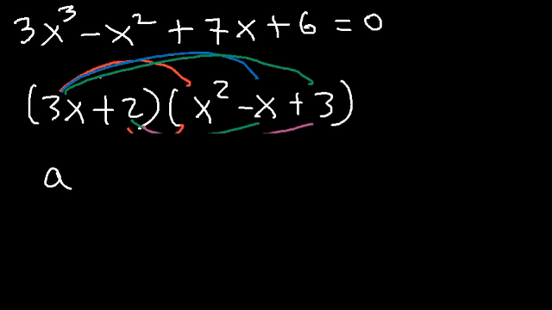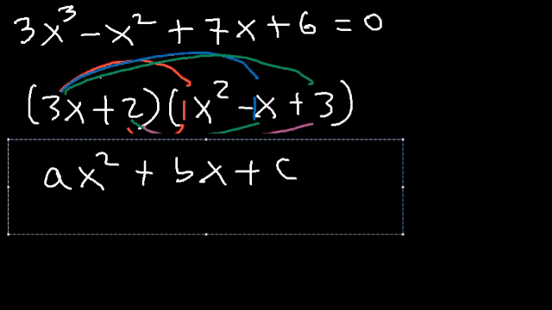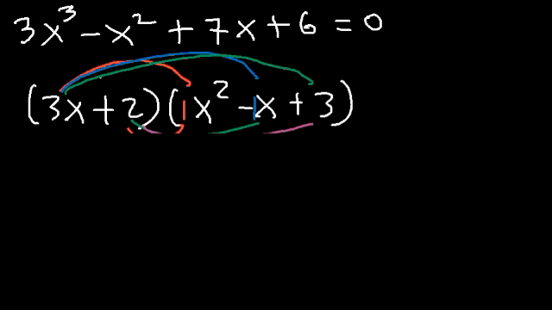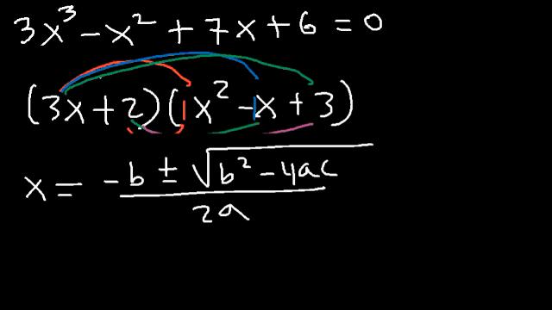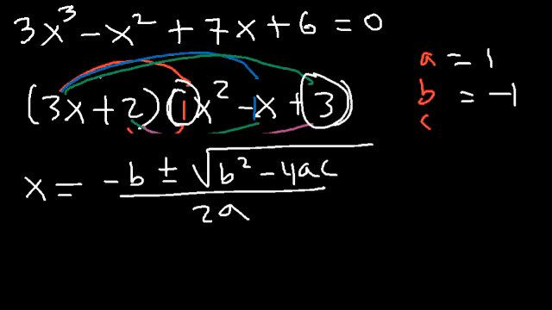So whenever you have a trinomial in standard form, ax squared plus bx plus c, we can see that a is equal to 1, b is negative 1, c is 3. Whenever you have a trinomial in that form, you can use the quadratic equation. So x is equal to, here's the formula, negative b plus or minus square root b squared minus 4ac, divided by 2a. And a is the number in front of x squared, which is 1. b is the number in front of x, which is negative 1. And c is the constant term, 3.